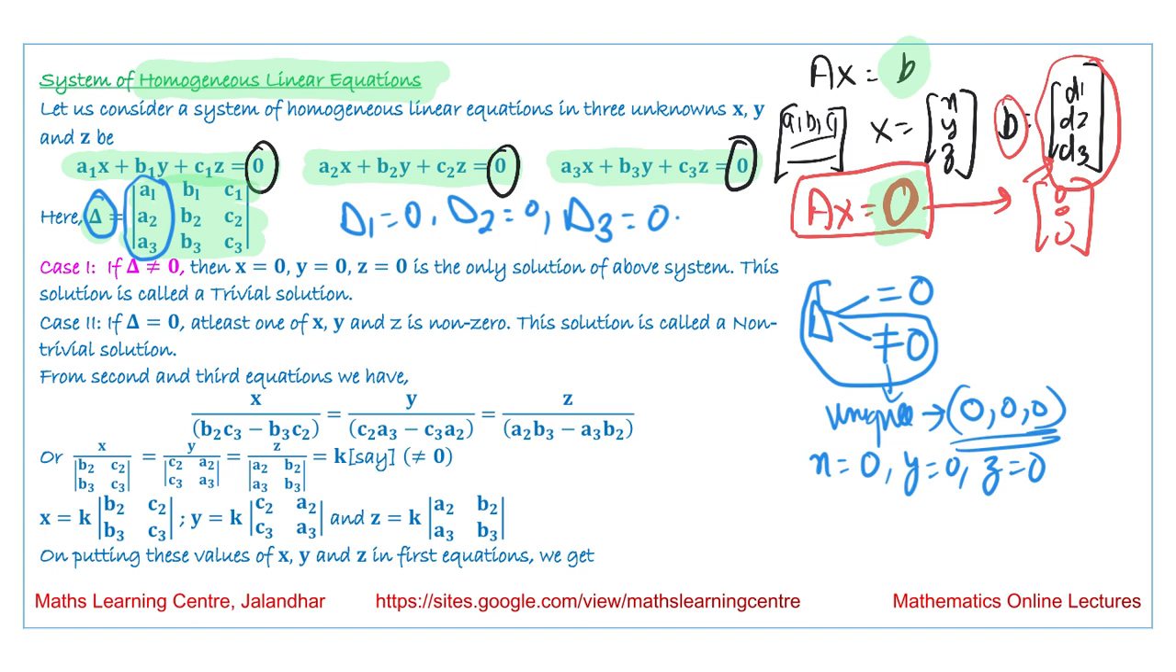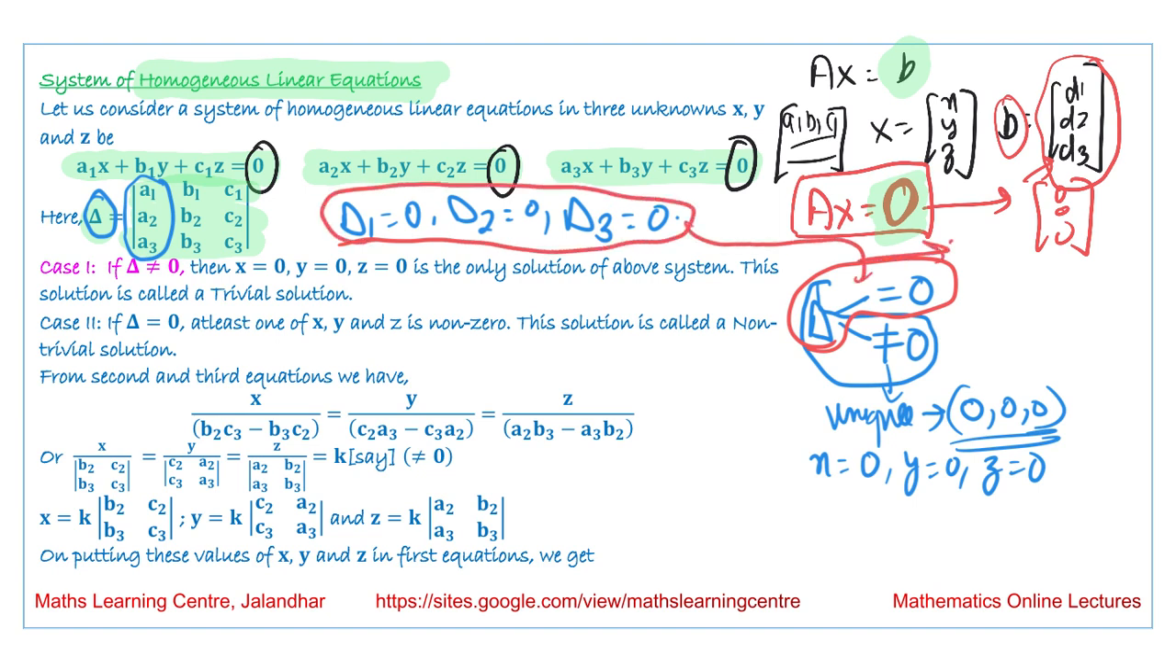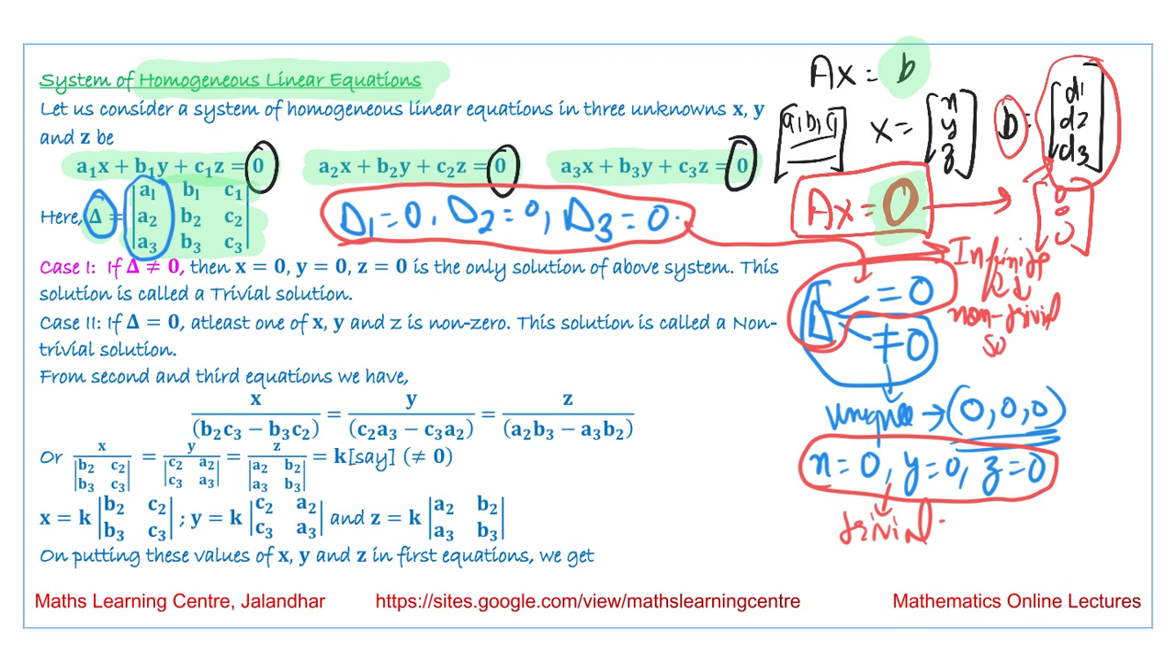And the second case is when delta is equal to 0 and delta 1, delta 2, delta 3 are all also equal to 0. In that case the system will have infinitely many solutions. This kind of solution, this 0, 0, 0, is called the trivial solution, and these infinite solutions are called the non-trivial solutions.